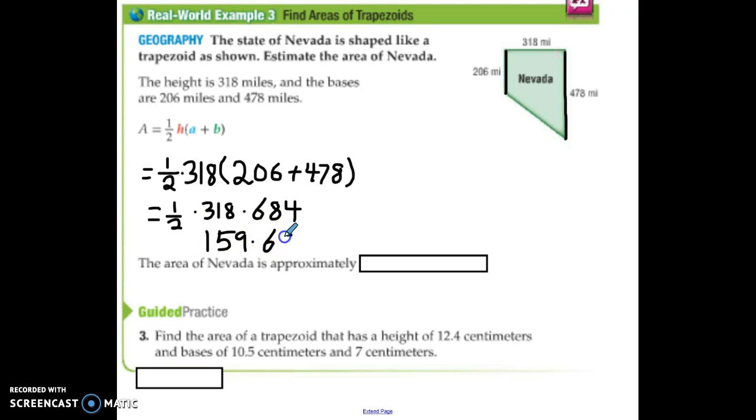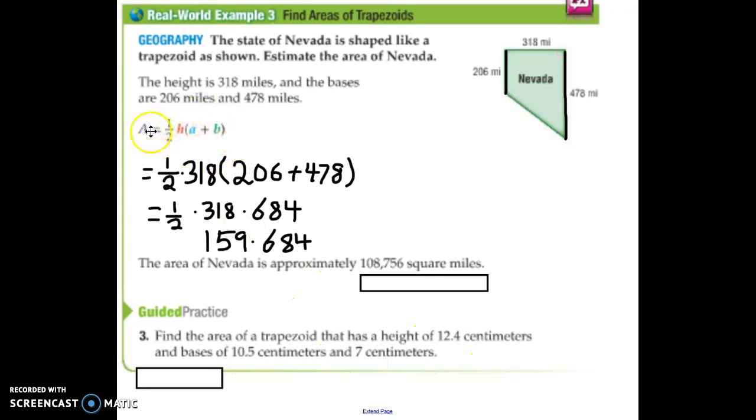159 times 684 should give me how many square miles are inside of Nevada, and the answer is about 108,756 square miles. Okay? If you want one more practice of the trapezoid, there's a guided practice down here to try. Your height's 12.4. Here are your two bases. You'll plug them into the formula, and you should get an answer of 108.5 square centimeters. Go ahead and try that to make sure you know how to do trapezoids correctly.